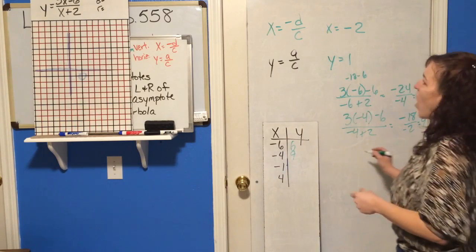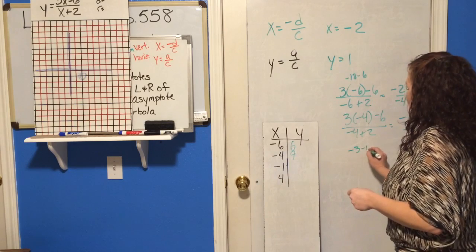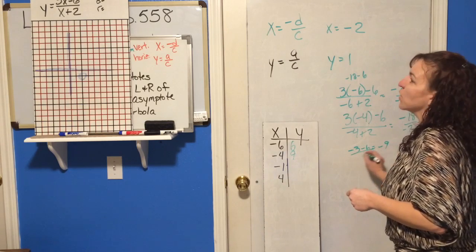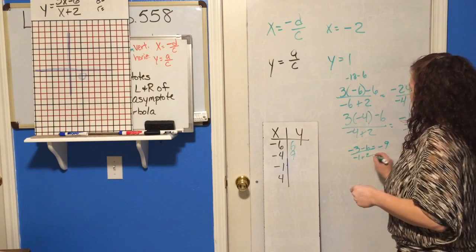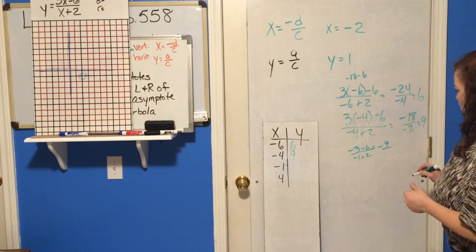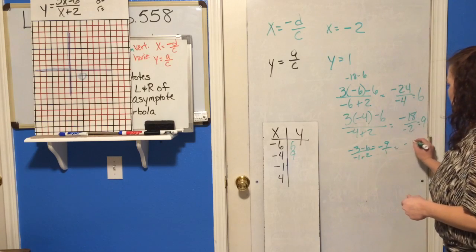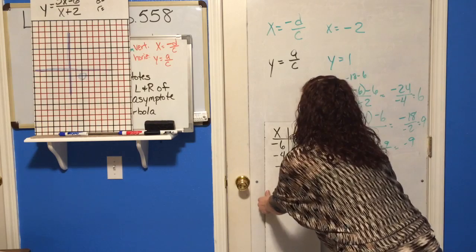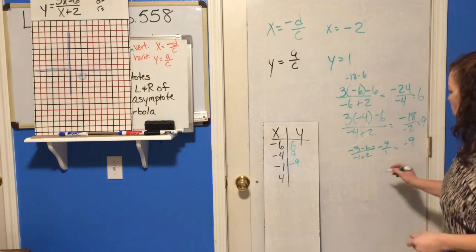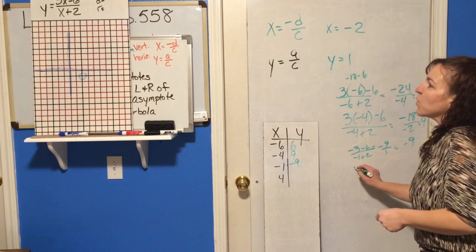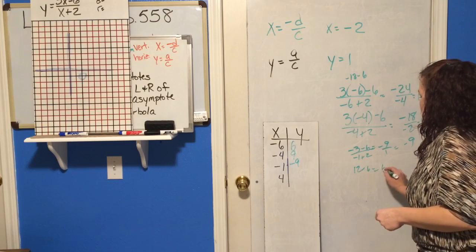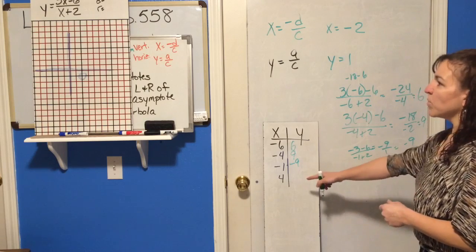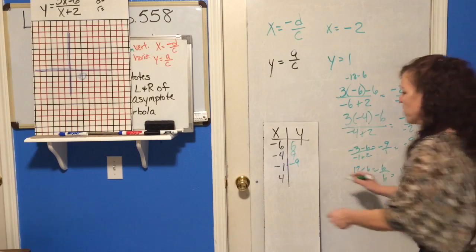And then negative 1 is negative 3 minus 6 is negative 9 over negative 1 plus 2. That's 1. Yay, so that's going to be negative 9. And then 4, 3 times 4 is 12 minus 6 is 6 over 4 plus 2 is 6. 6 over 6 is 1.